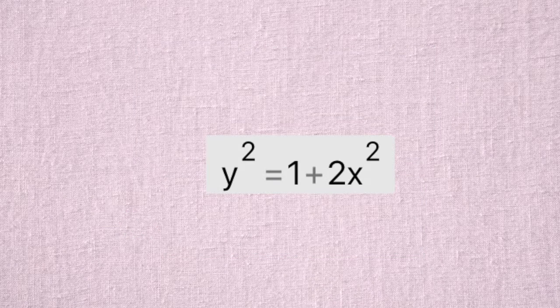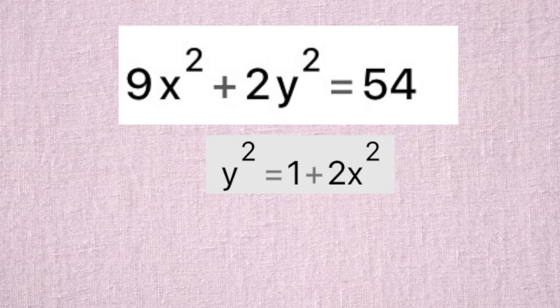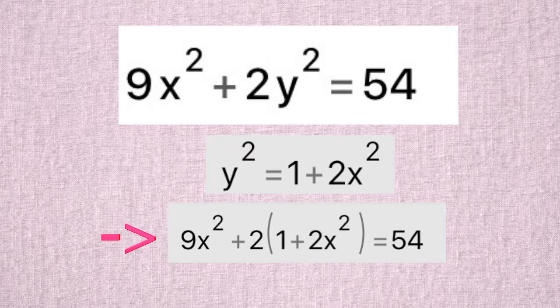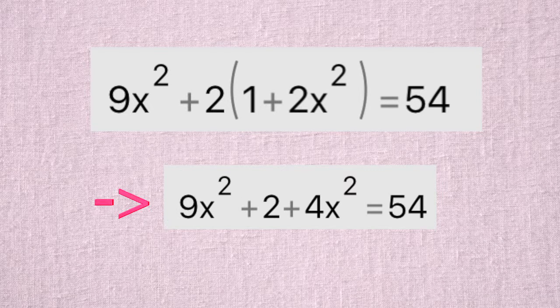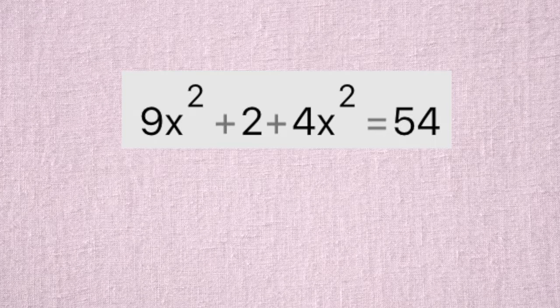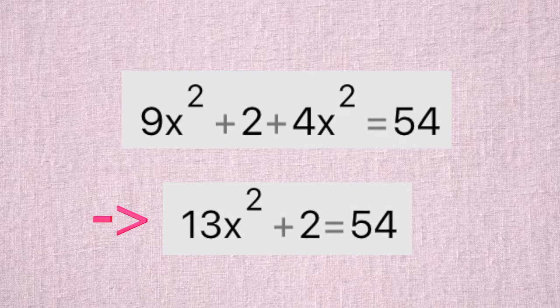So we now have the value of y squared, and we can now substitute it inside 9x squared plus 2y squared equals 54. So it will now be 9x squared plus 2 quantity 1 plus 2x squared equals 54. So we will now multiply 2 to 1 plus 2x squared. And now the equation will be 9x squared plus 2 plus 4x squared equals 54. The next step will be, we will combine like terms. So 9x squared plus 4x squared will be 13x squared. So the equation now is 13x squared plus 2 equals 54.